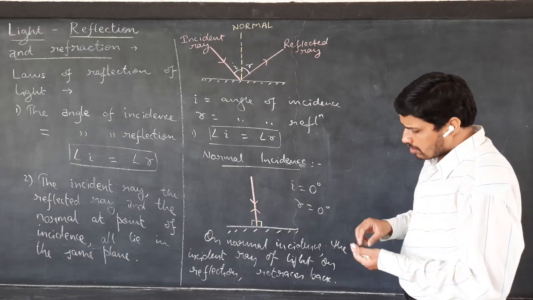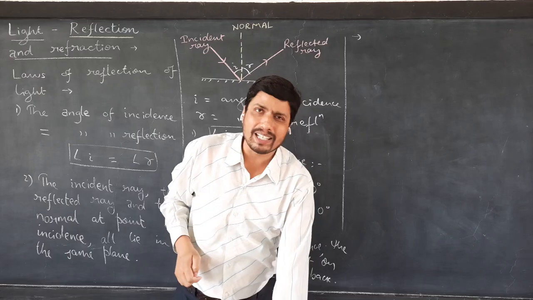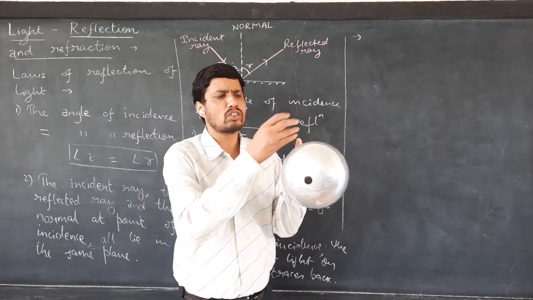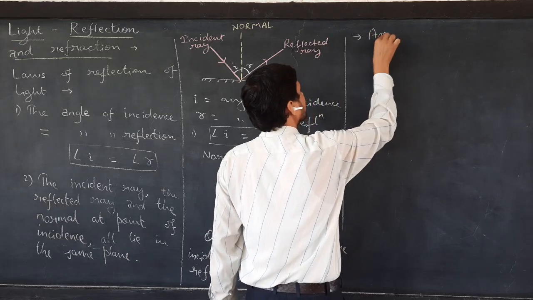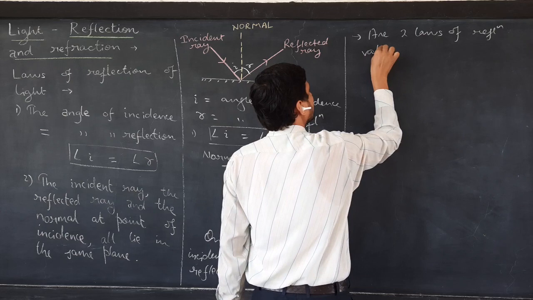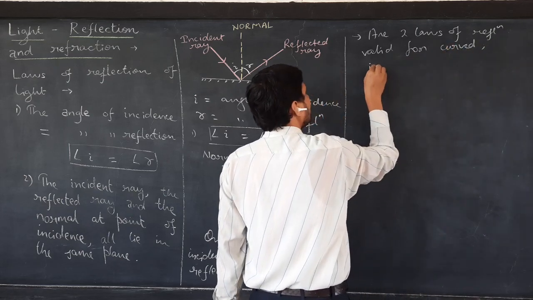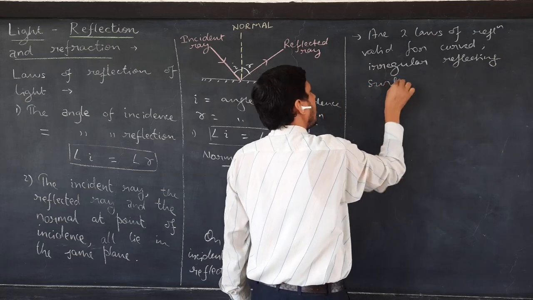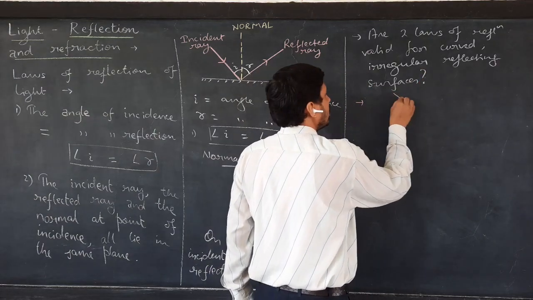The next important thing which I would like to stress is whether the laws of reflection are valid only for plane surfaces or for curved surfaces also. Instead of a plane mirror, suppose I have a curved surface like so. This is also a reflecting surface. Here, will the laws of reflection hold true? So are the two laws of reflection valid for curved or irregular reflecting surfaces? It need not be a smooth curve either. If you are thinking no, then I'm sorry. The answer to this question is a big yes.